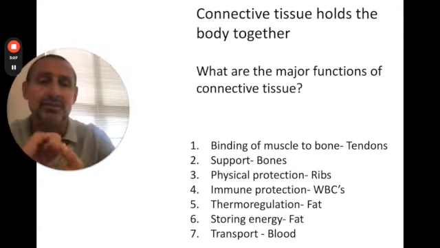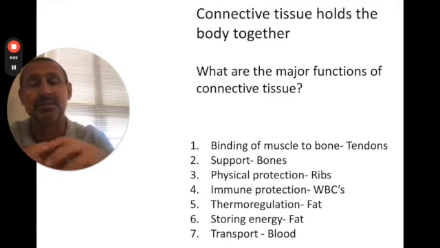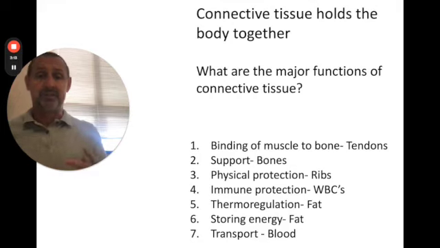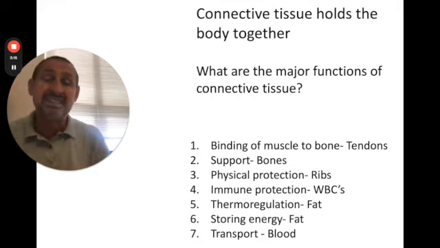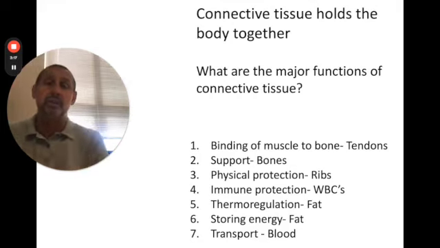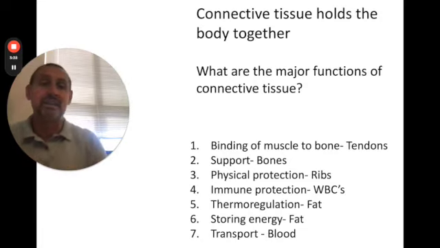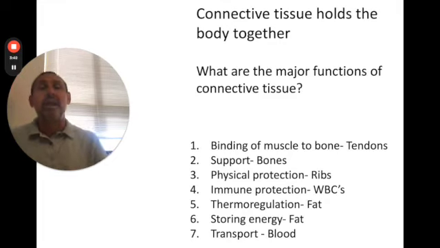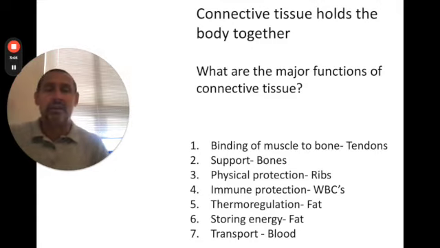So it binds muscles to bones. We call those tendons. It supports your body. Bones do that. It protects your body, like your ribs protect your heart. White blood cells protect your body from invaders. We call that your immune system. Fat helps to regulate the temperature of your body. It also helps to store energy. And your blood transports oxygen and nutrients around your body.